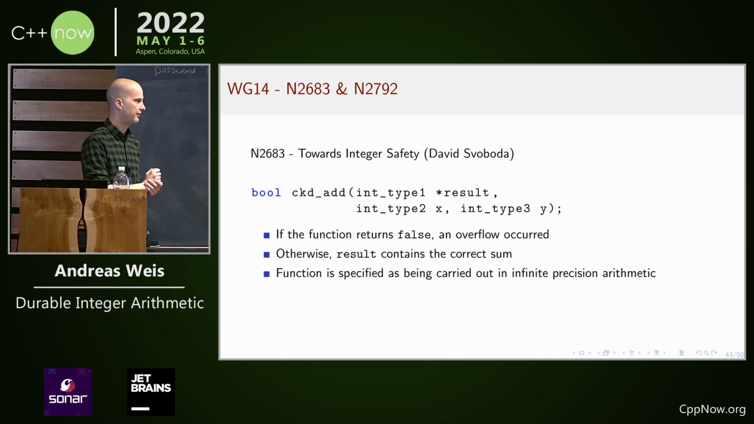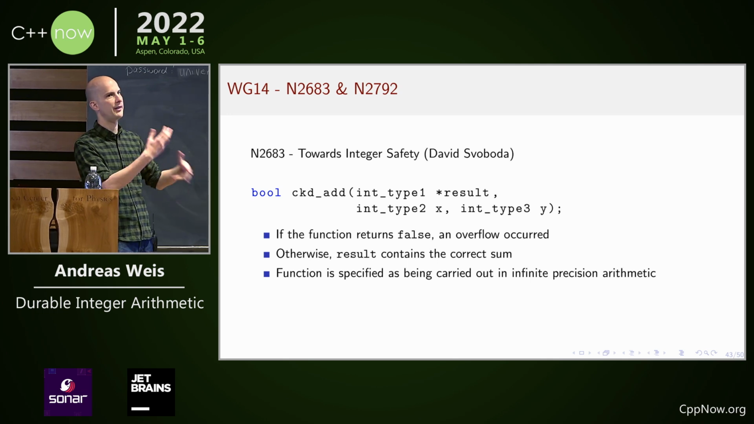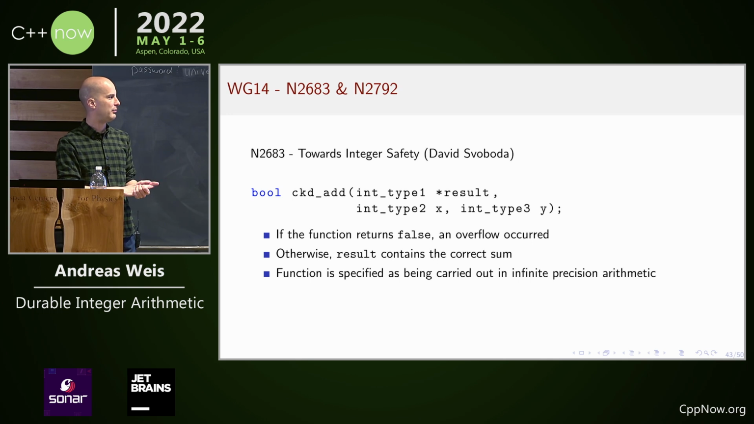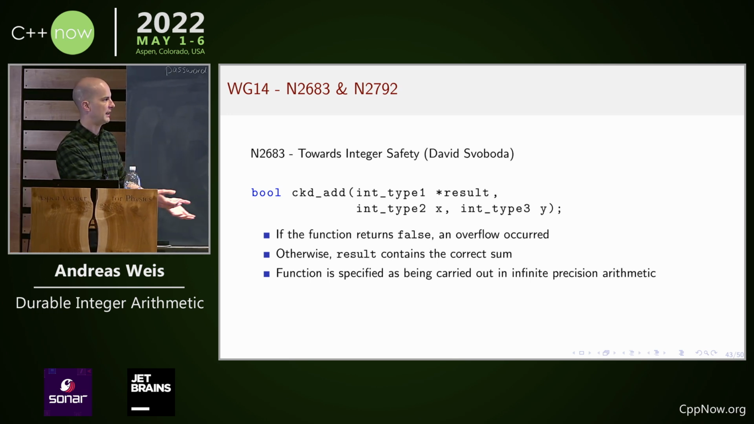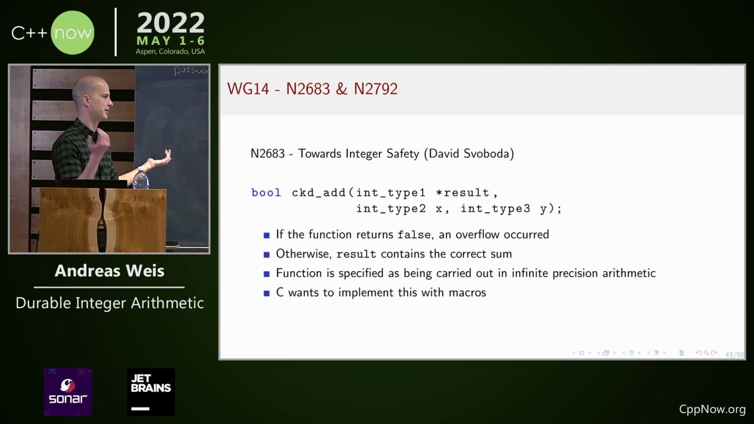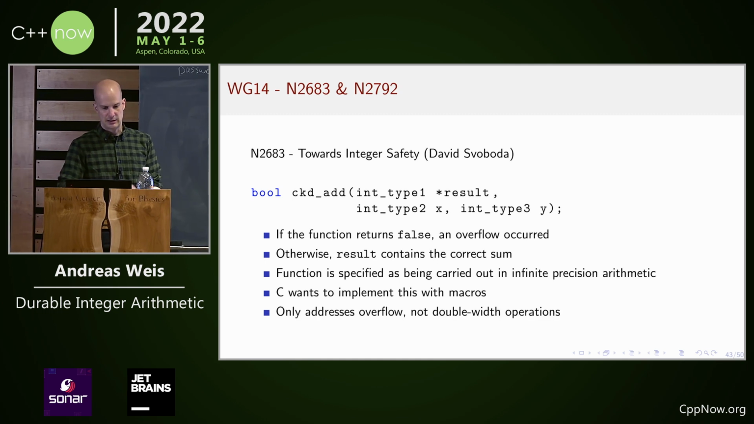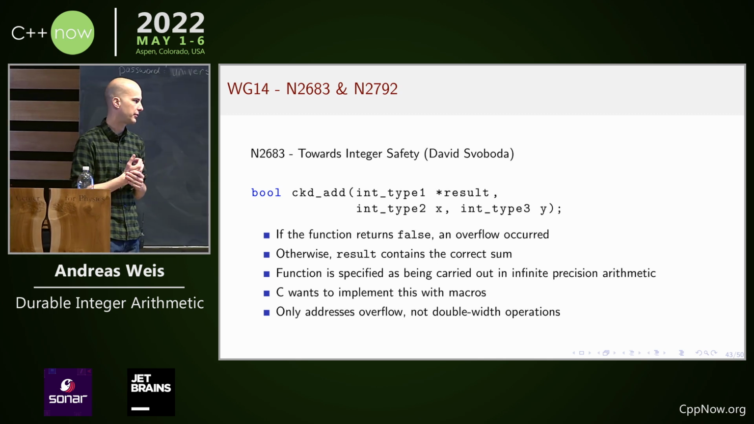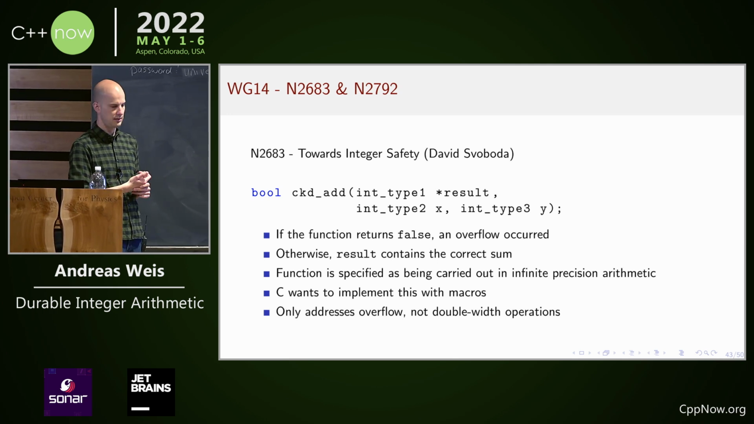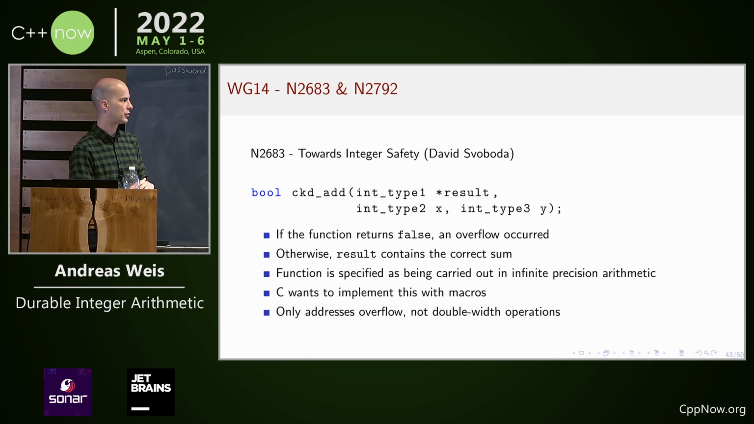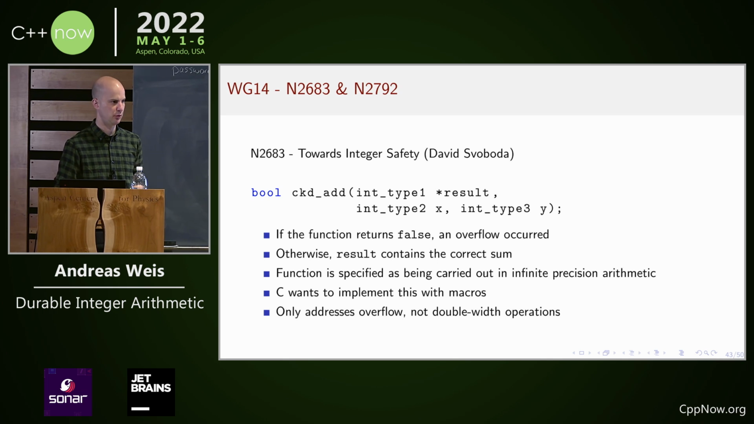These functions are specified in a way of saying, we assume that the calculation is being carried out in infinite precision arithmetic, and then if the result is something, then we do something. And as we heard yesterday from Lisa, that's not a very nice way to specify this. It would probably be cleaner to specify it in terms of types that we actually have inside the language. And also C wants to implement this with macros because it's C, right? They seem to be mostly concerned about safe integers here, like the title already suggests. So it really only addresses overflow, not these use cases for multi-precision arithmetic. If you want to write safe integers, then I think this will be super useful. For the other use cases, unfortunately, probably not that helpful.